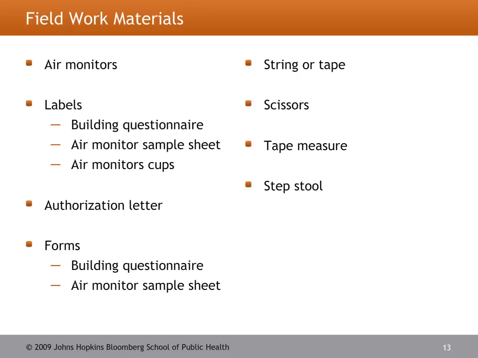Now we're moving on to more information about what needs to take place out in the actual field. So this is a list of the materials that you would need to conduct a passive monitoring study or an air nicotine monitoring study. Of course, you need your air nicotine monitors, any labels that you may have pre-printed that would go on your building questionnaires or any of your other data collection sheets, as well as your air monitoring cups, the authorization letter, which we reviewed now, your forms, such as I said, your data collection sheets, string or tape to help hang the monitor out in the field, scissors to help cut the string or tape if you bring that along. A tape measure is often helpful, as well as a step stool. The step stool is used to reach some higher places in case you can't get to them on your own or on a chair.